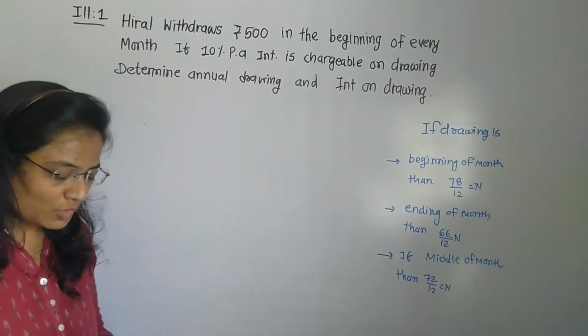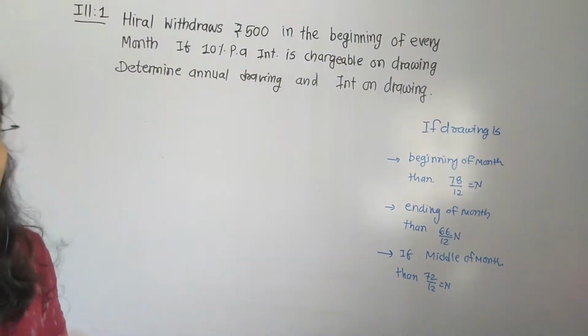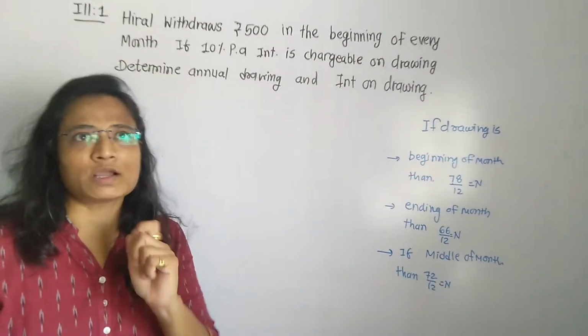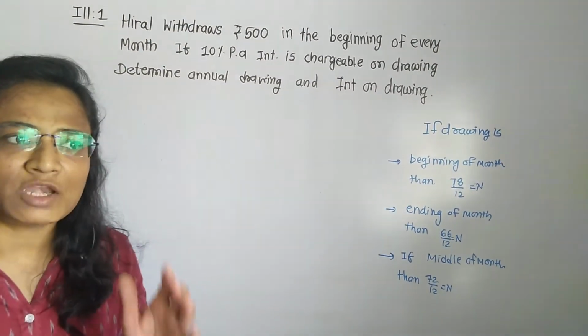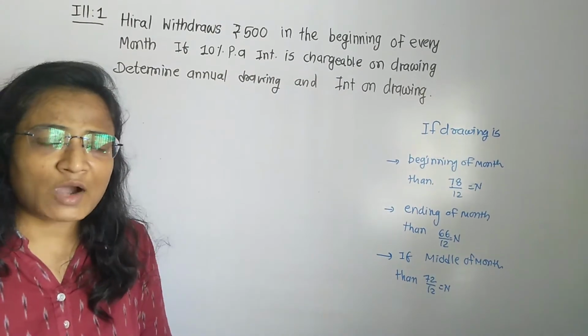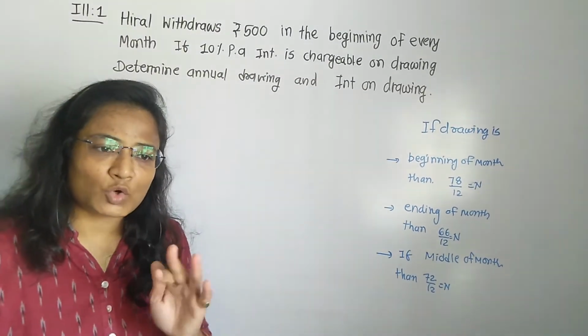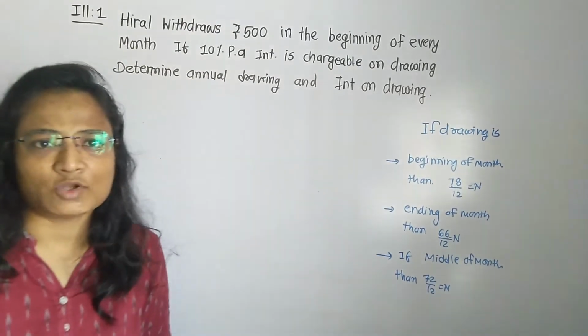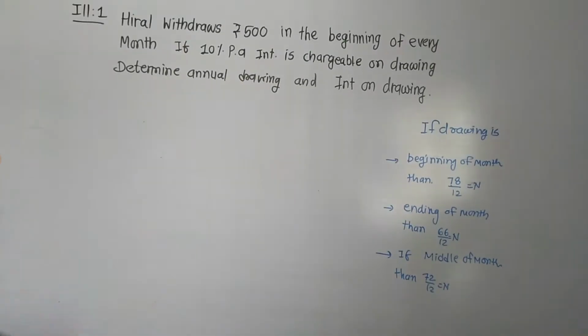When there is a monthly drawing sum coming, you must find the monthly drawing amount. If you have a yearly drawing amount, then you have to divide by 12 and find the monthly based drawing amount. Without getting the monthly drawing amount, you can't calculate this kind of sum. So we start from here.